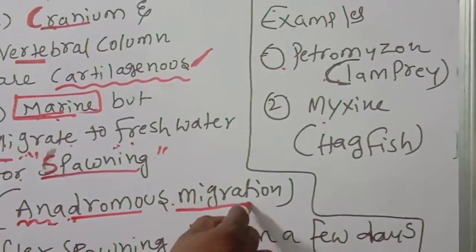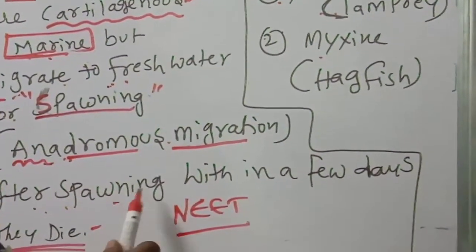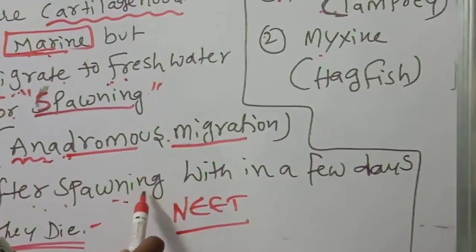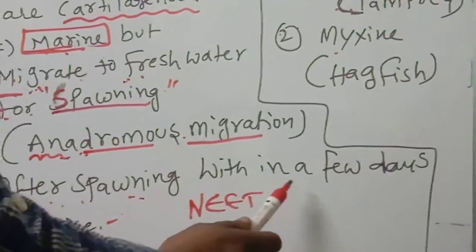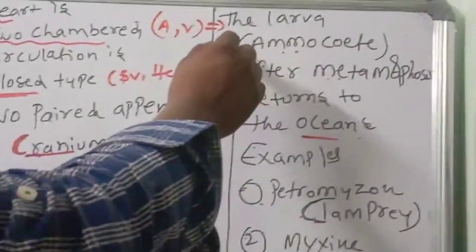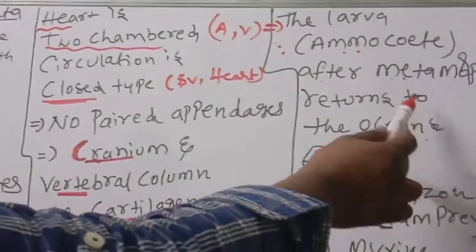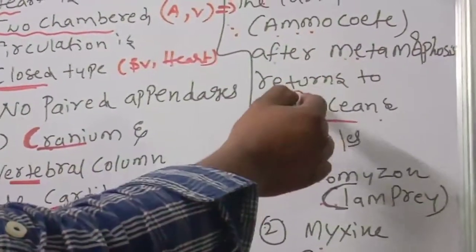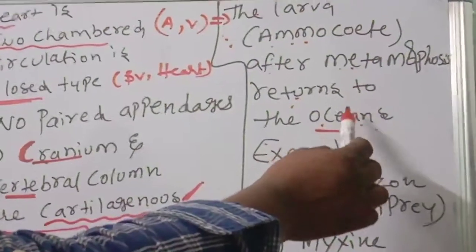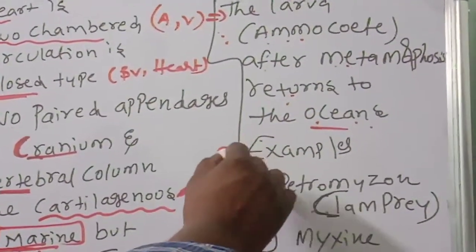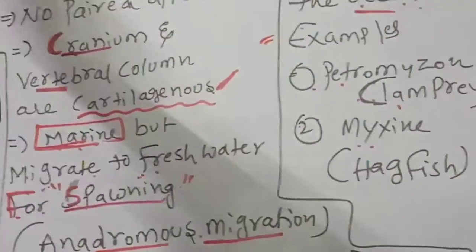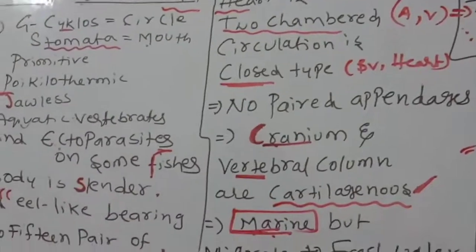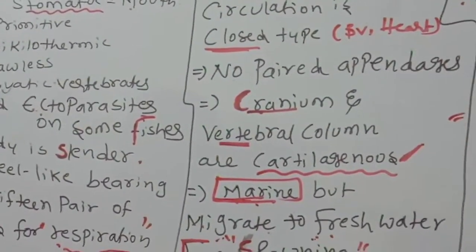Petromyzon, Myxine, what will they do? They perform the anadromous migration. First they go from the marine water to freshwater. Then they lay the eggs. The adult one which laid the eggs will die. Then the eggs convert into larva. That larva is called ammocoete larva. After metamorphosis, the ammocoete larva becomes an adult again, and that one returns to the oceans. That kind of process we call anadromous migration. Examples: Petromyzon, lamprey, Myxine, hagfish. These are the characters of Cyclostomata.